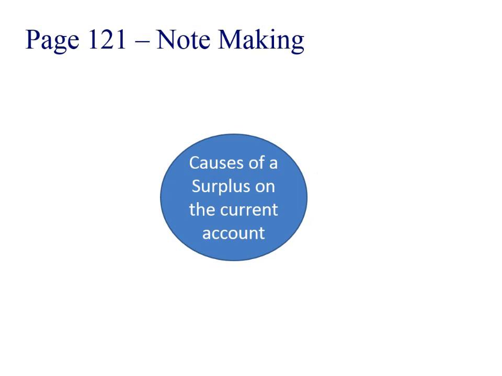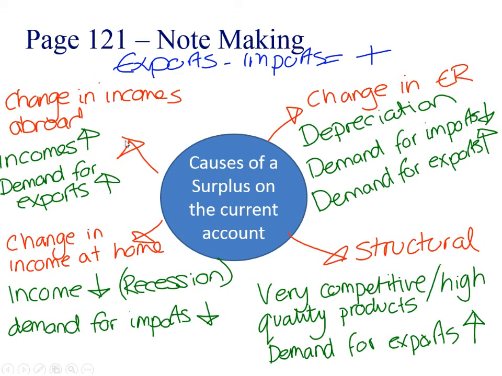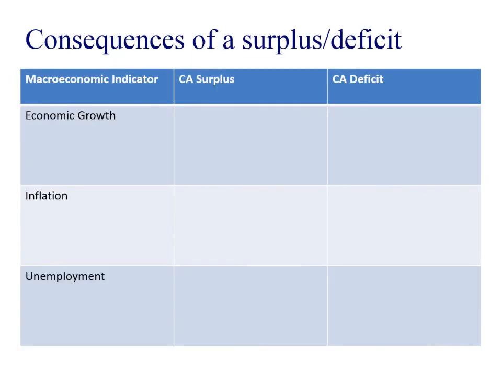What could cause a surplus? Well, you could just reverse all of those things, couldn't you? You could say a depreciation of your exchange rate, or a boom abroad, so we've got lots of demand for our exports. So yeah, a boom abroad, depreciation of your exchange rate, a recession at home, which wouldn't be very nice for the economy, but there'd be less demand for imports. So there's always a silver lining, I suppose. And then structural reasons as well. So maybe our products are really good and really competitive and reasonably priced, and so we get lots of demand for our exports.